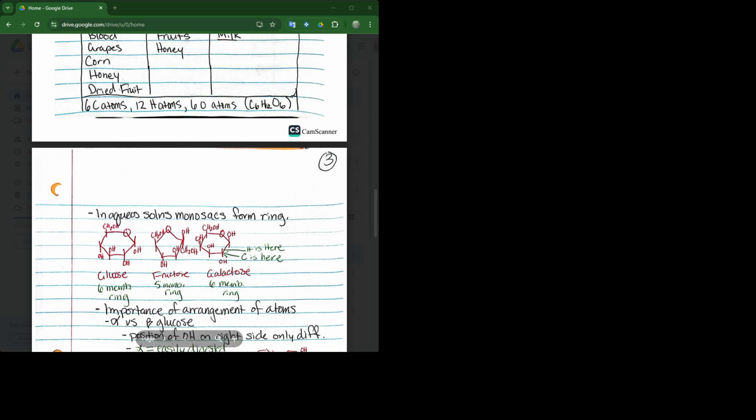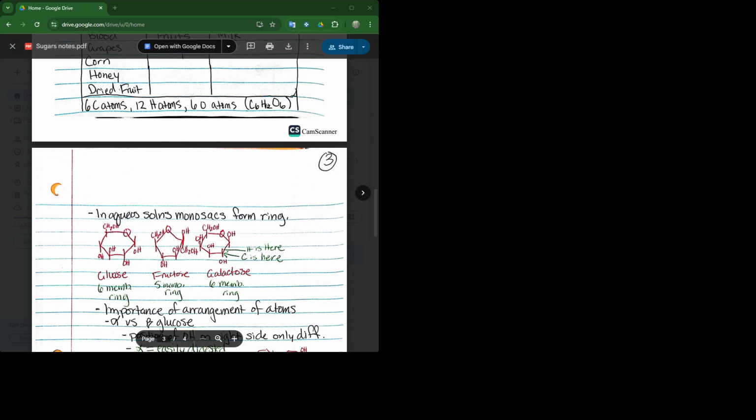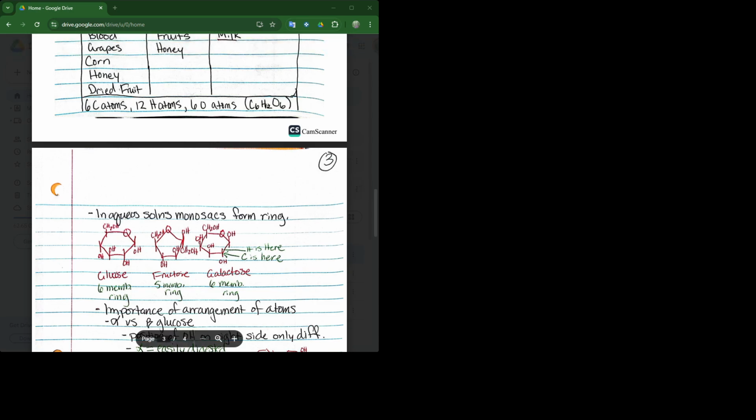Now, am I going to have you completely regurgitate any of these structures and know exactly which way the hydroxyl groups are facing on them? No. Okay. But being able to pick out just from a glance, oh, hey, that's fructose, that's the 5-member ring one, that might be useful.